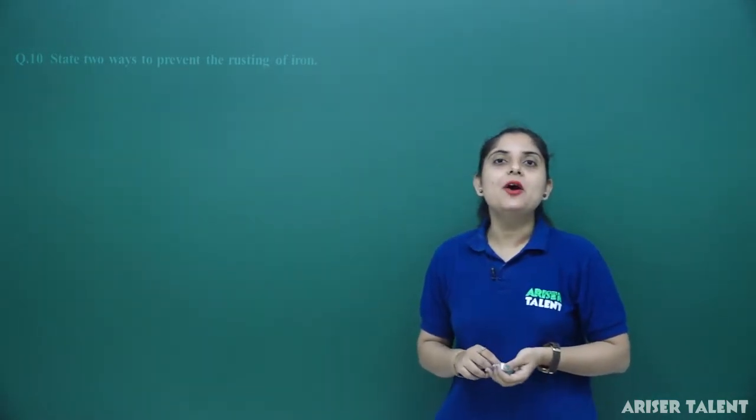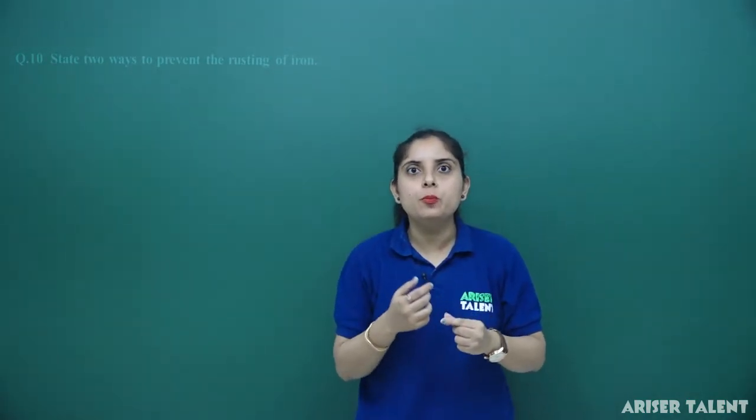So until now we have done the 9th question, and now the 10th question in the series will be: state 2 ways to prevent the rusting of iron. Now we have discussed that in the topic of corrosion, we have different methods for preventing the rusting of iron. So either you should paint, or you will do galvanizing. You can adopt any of the methods among them to prevent the rusting of iron.